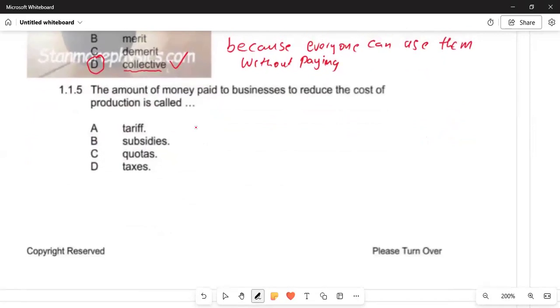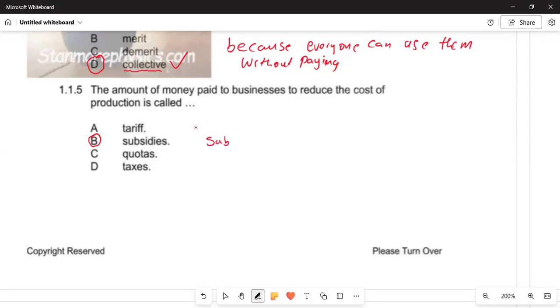The amount of money paid into the business to reduce the cost of production is called what? That is 1.15. It's called the subsidies. The correct answer is B, of the four options that we are given. Subsidies, because subsidies lower the cost of producing goods.